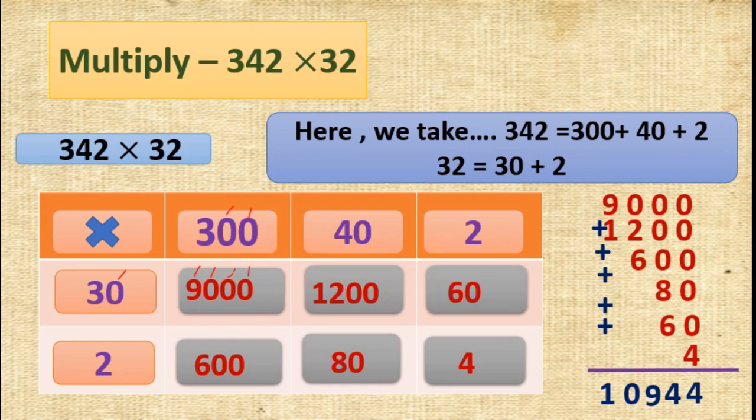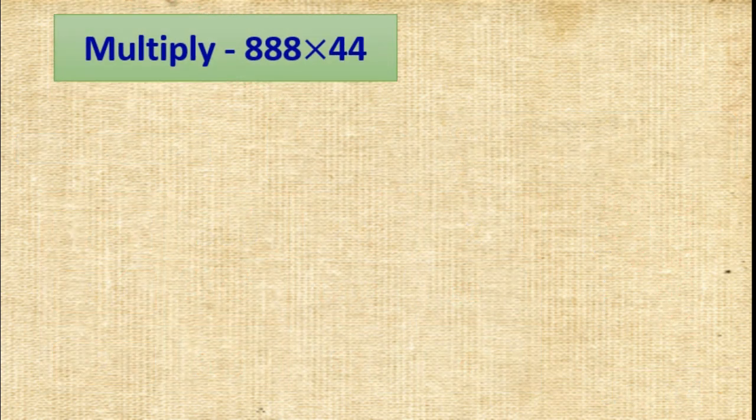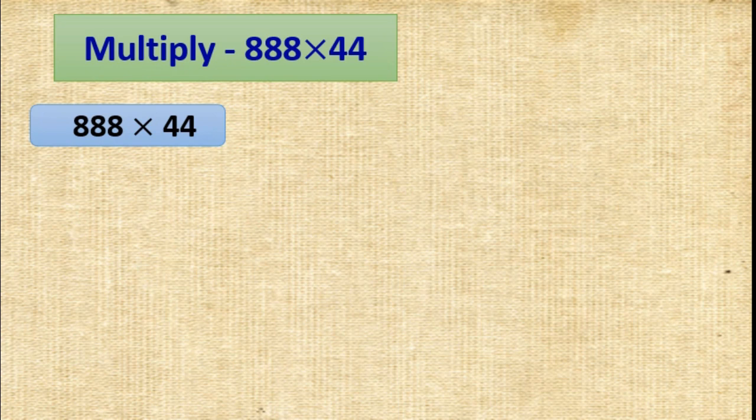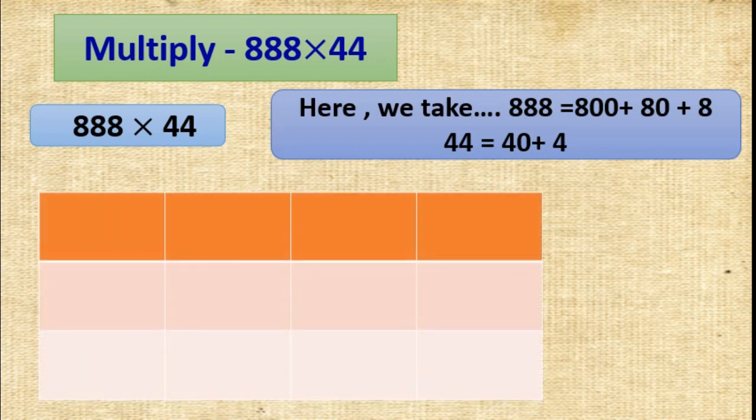One more sum we will try. Multiply 888 by 44. Okay, a 3-digit number by a 2-digit number. So we will write them in the expanded form. That is, 888 is equal to 800 plus 80 plus 8. And 44, how will we write? 40 plus 4. Correct? Now this is our table.